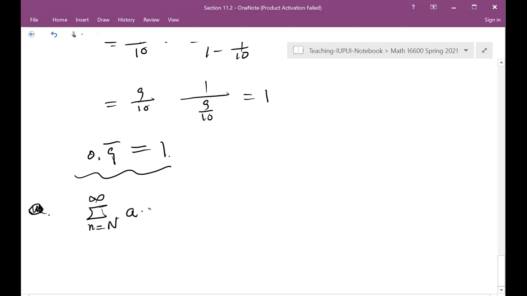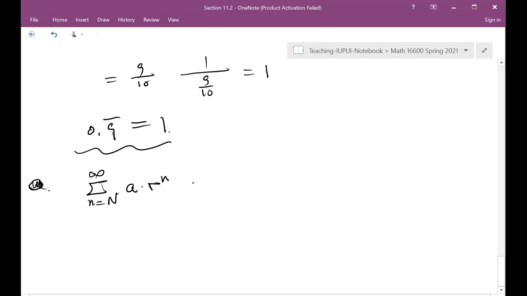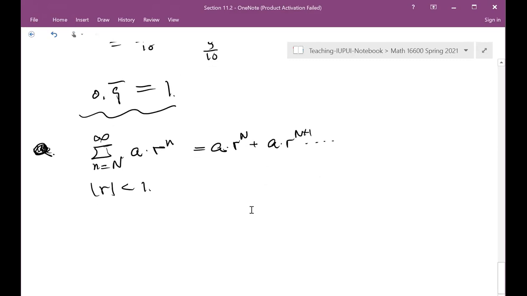And here's constant a. This is to the power, and let's use n here. So what does that mean? This is going to be a r to the N, starting from capital N, and we assume that the absolute value of r is less than 1. Now let's try to find out the formula for this.